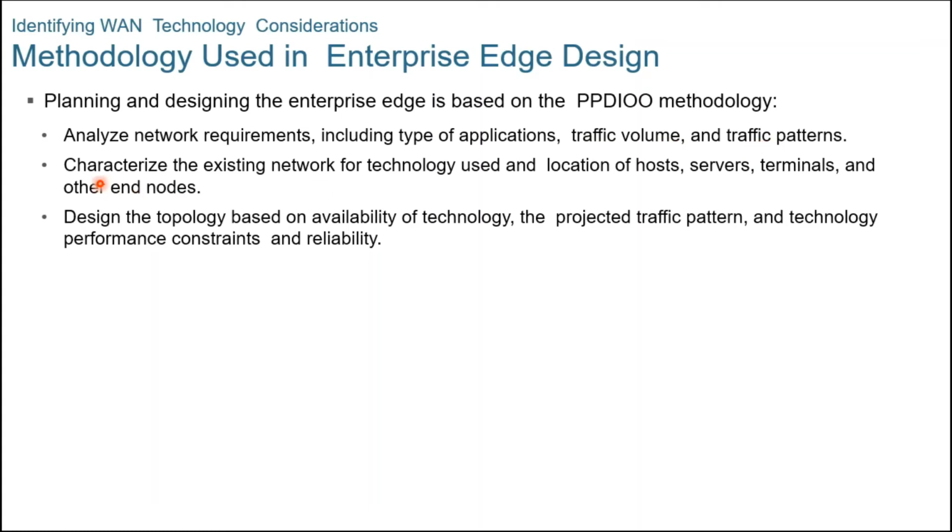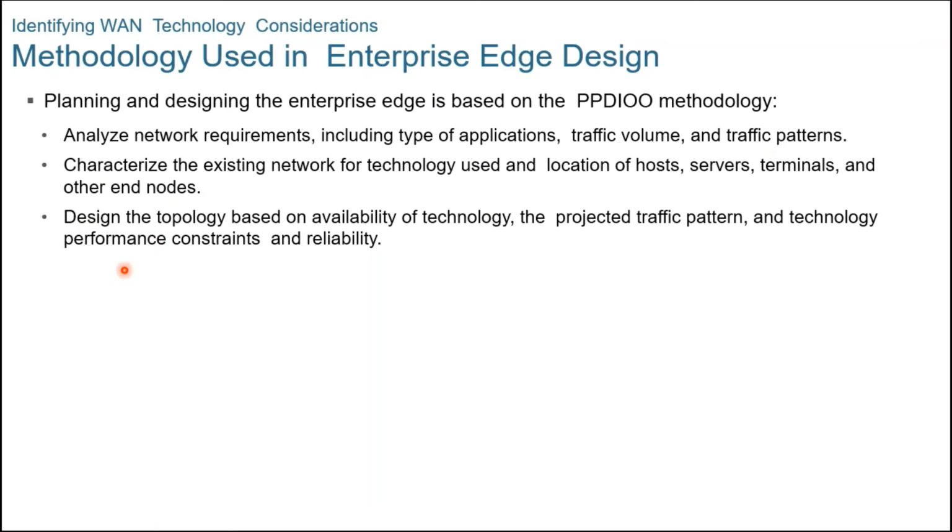Second would be characterizing the existing network and sites. The second step is to analyze the existing networking infrastructure and sites, including the technology used and the location of hosts, servers, terminals, and other endnodes.